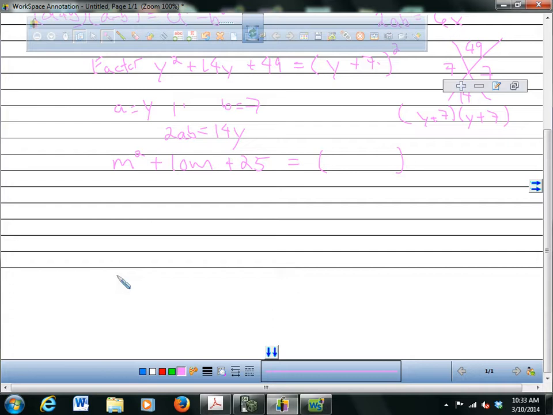5 and 5. So what plus 5 and what plus 5? Or what times 5 and what? Is it m plus 5 squared? It's just m plus 5 squared, okay? Because it's just m plus 5 squared.